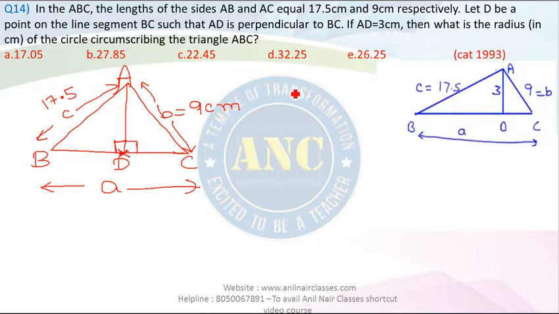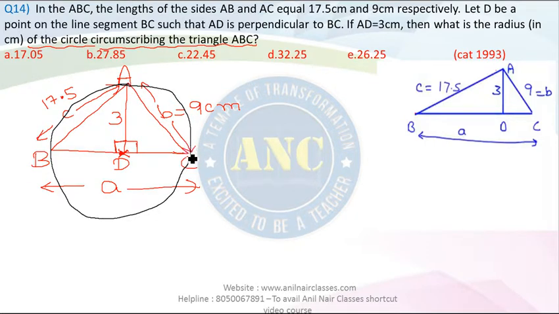Next, AD is equal to 3 centimeters. That perpendicular line, whatever is given or drawn, is given as 3 centimeters. What is the radius of the circle circumscribing the triangle ABC? I am actually finding the radius of the circle circumscribing the triangle ABC. Now see here, that means there is a circle which is crossing all the 3 points. This is nothing but the circumcircle.